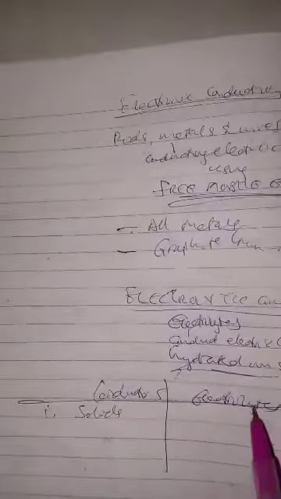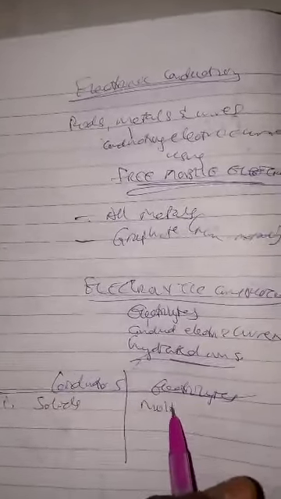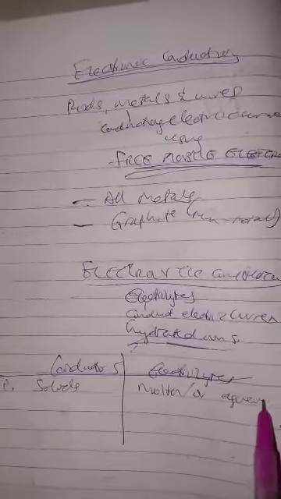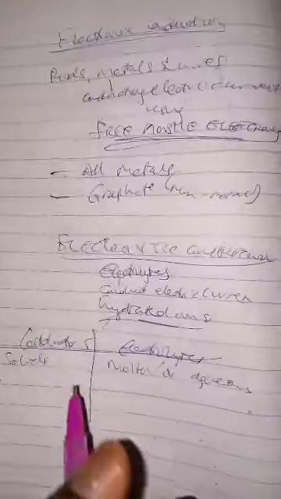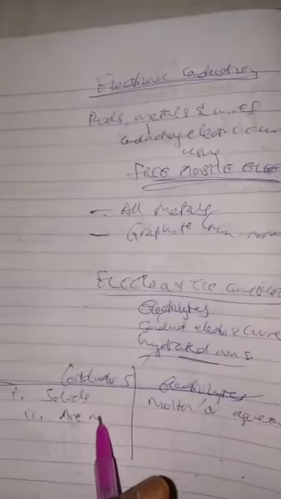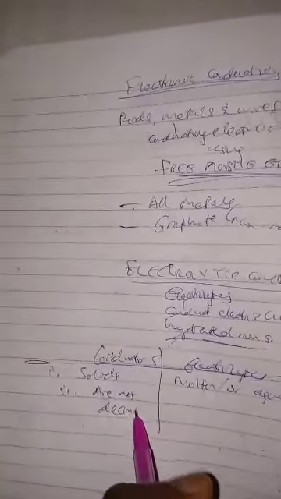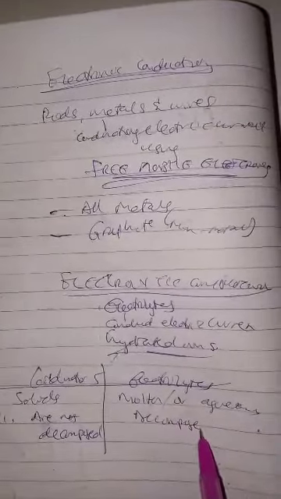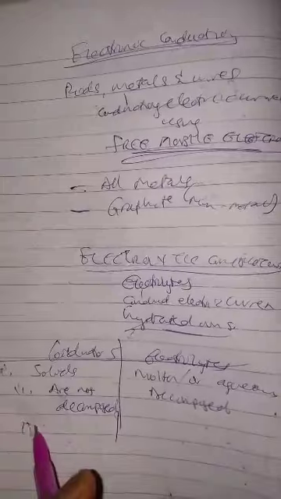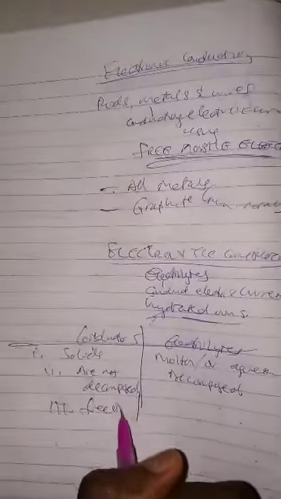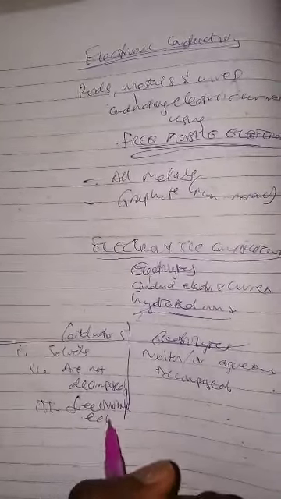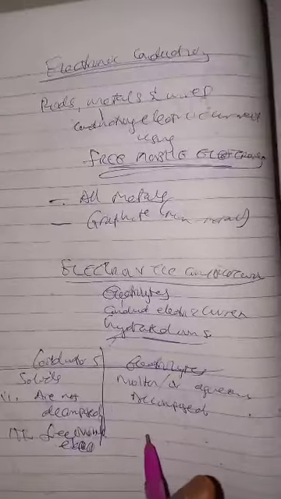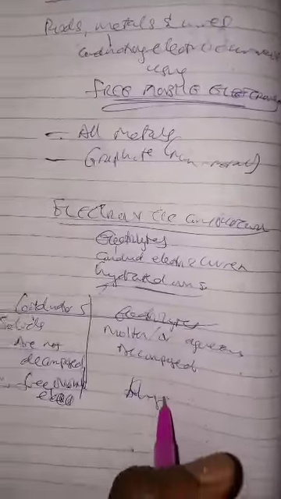Now conductors are always solids. Electrolytes can be in the molten form or aqueous form. Conductors are not decomposed during the process, but electrolytes must be decomposed during the process. Conductors use free mobile electrons, while electrolytes use free mobile or hydrated ions.